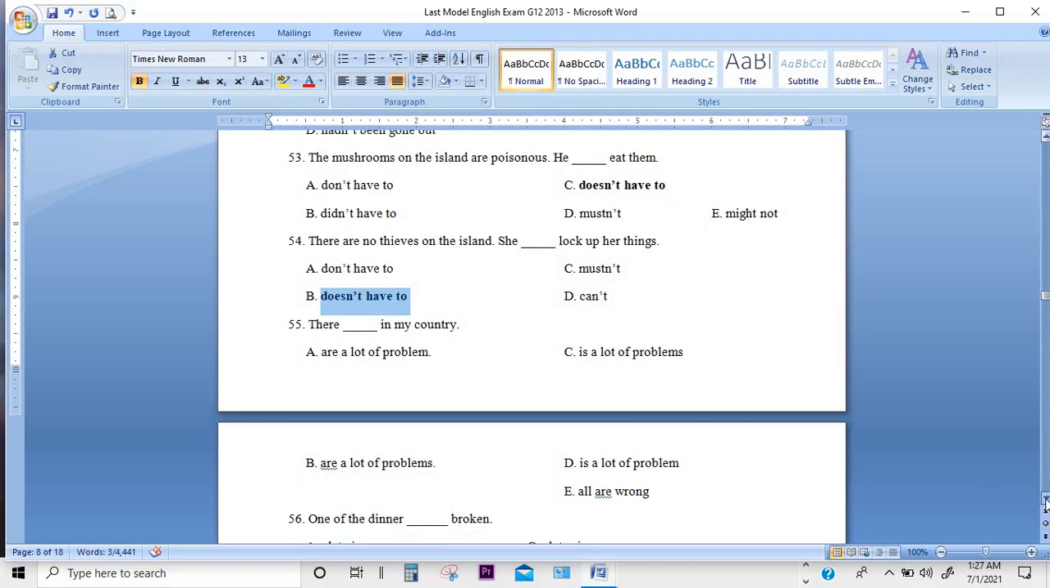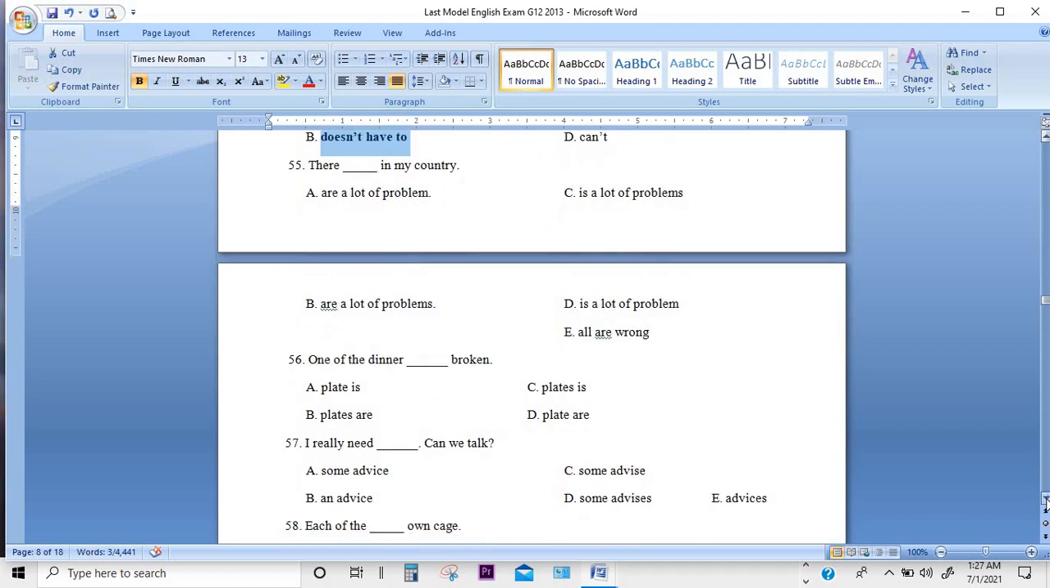Okay, question number 55. Question number 55 is from subject-verb agreement. It's a subject-verb agreement question. Data work, are a lot of problems. It is a subject-verb agreement.